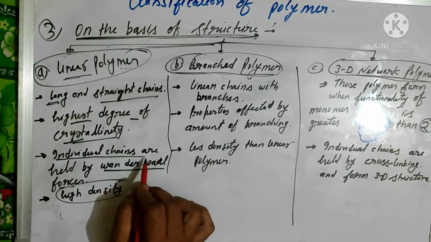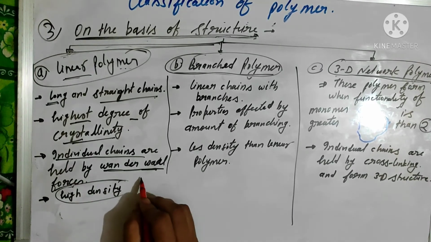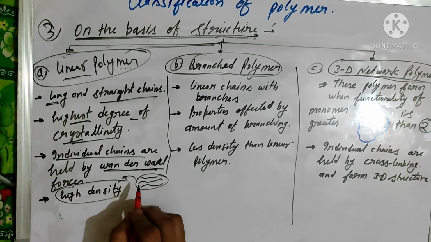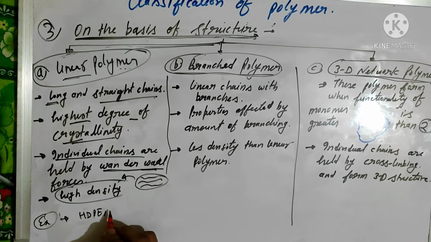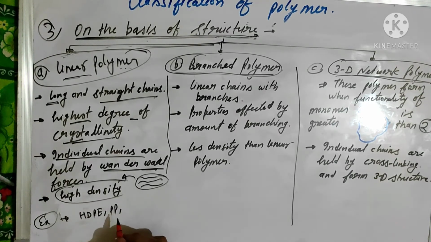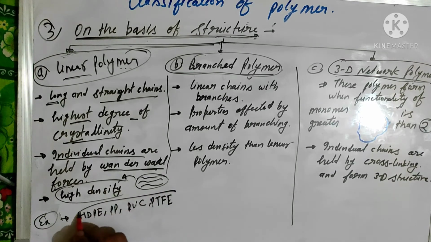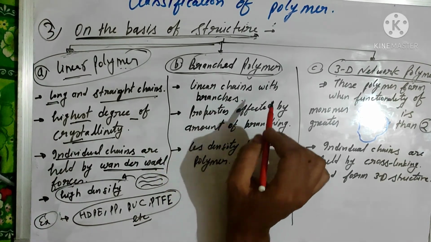Individual chains of the linear polymer are held by van der Waals forces. The linear chains are closely packed, so they have the highest density. Examples of linear polymer are HDPE, polypropylene, PVC, polytetrafluoroethylene and more.